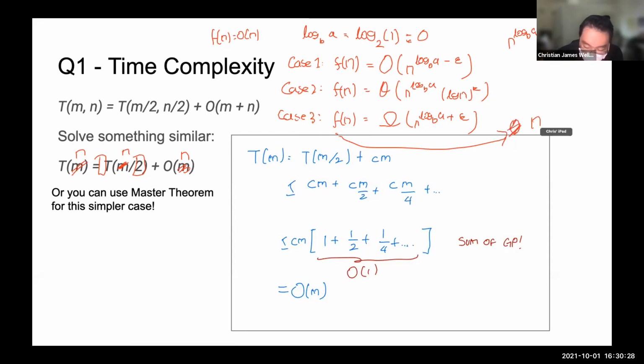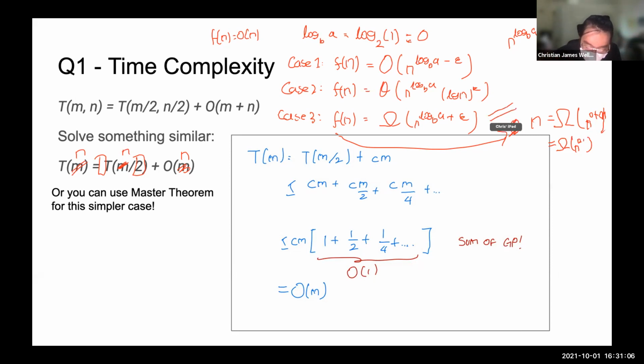Because f(n) is like n, which is omega of n to the power 0. Remember you have to specify the epsilon. Here epsilon can be basically anything smaller than 1, so I'll just put 0.1. It's omega of n to the power 0.1. So basically this falls in case 3 of master theorem. You need to check one more thing for case 3, which is the regularity condition. Please check it out, but I won't show it here right now. It should satisfy it as well.